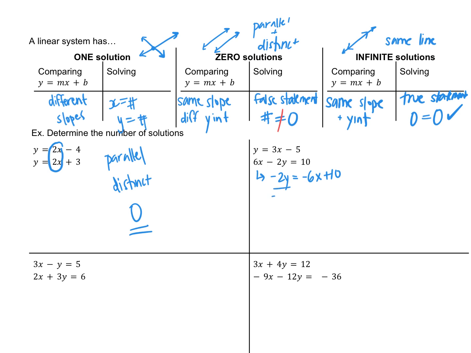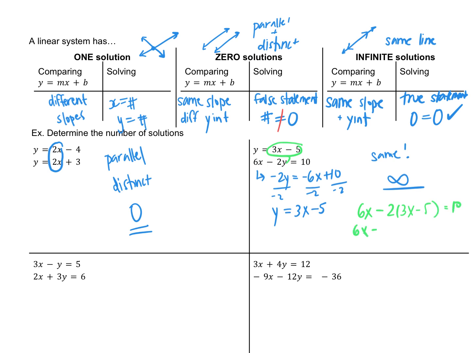And then divide out the -2, and I get y equals 3x minus 5. They're the exact same. There we are. Now that was one approach, but I could have also done substitution. I could have tried solving this and just subbed it in. So 6x minus 2 times 3x minus 5 equals 10.